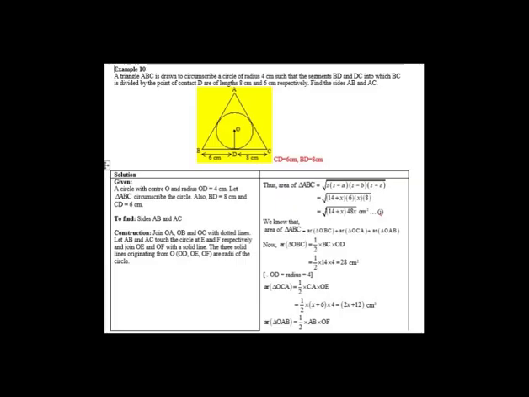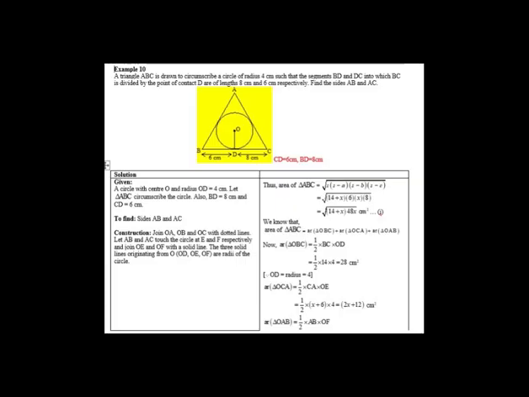Area of triangle OCA is equal to half into CA into OE is equal to half into (x plus 6) into 4, which is equal to 2x plus 12 centimeter square. Area of triangle OAB is equal to half into AB into OF is equal to half into (x plus 8) into 4, which is equal to 2x plus 16 centimeter square.